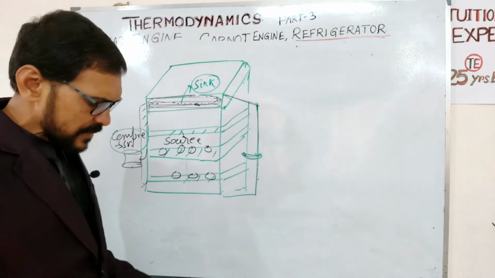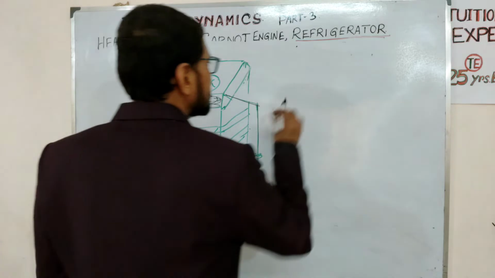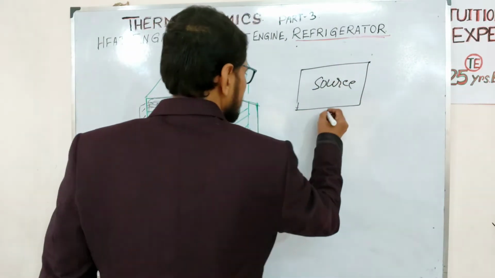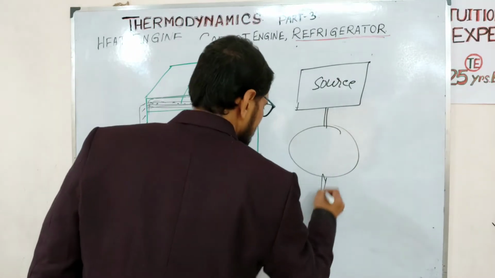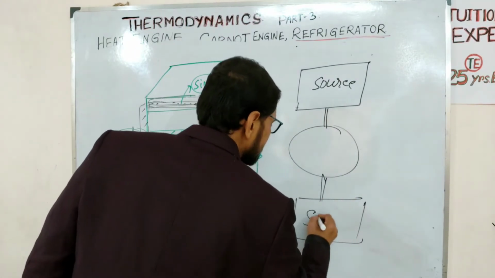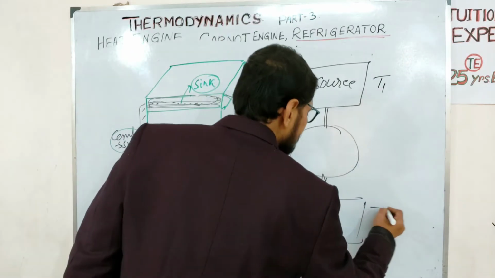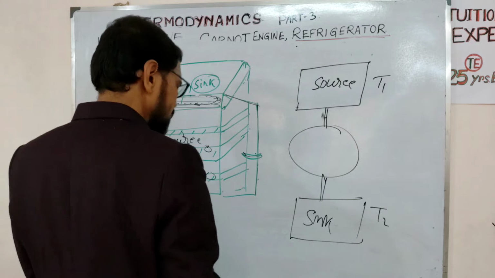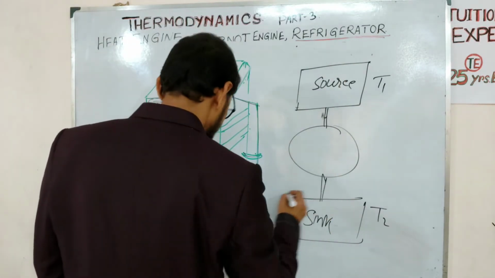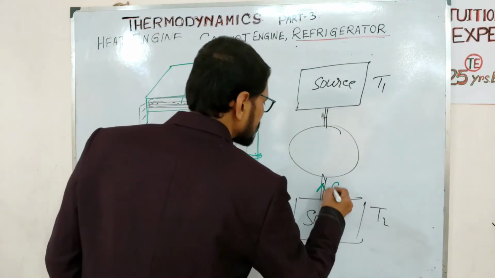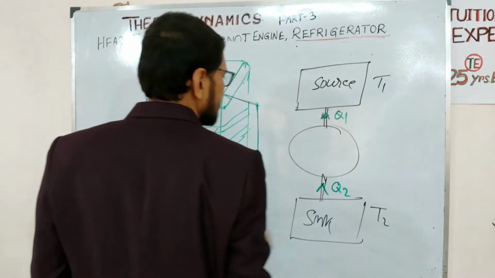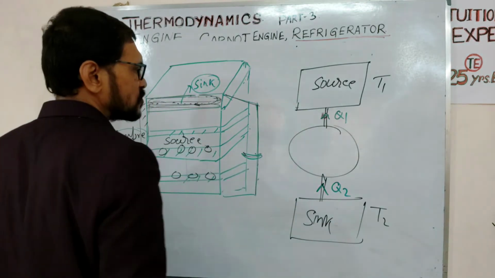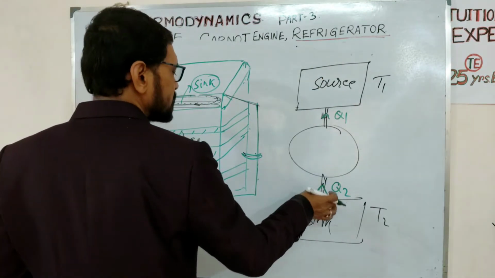So the diagram becomes: suppose this is a sink, suppose this is a source, with source temperature T1, this is T2, and here heat flows from sink to source. Suppose this is Q2, this is Q1. As the temperature of the sink is less than the source, heat cannot flow automatically from sink to source.